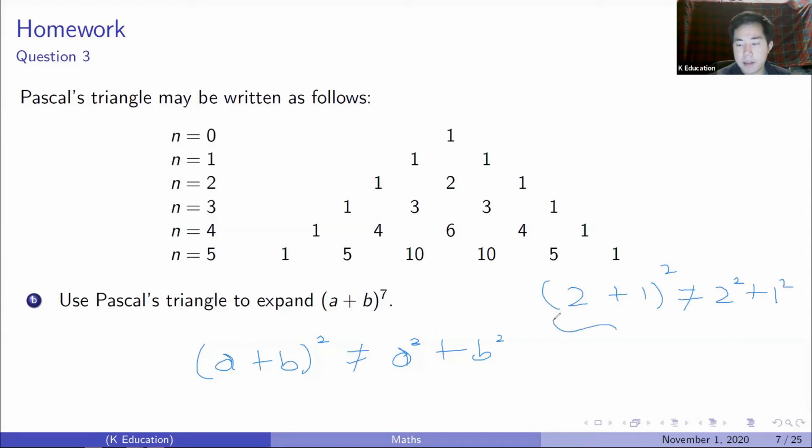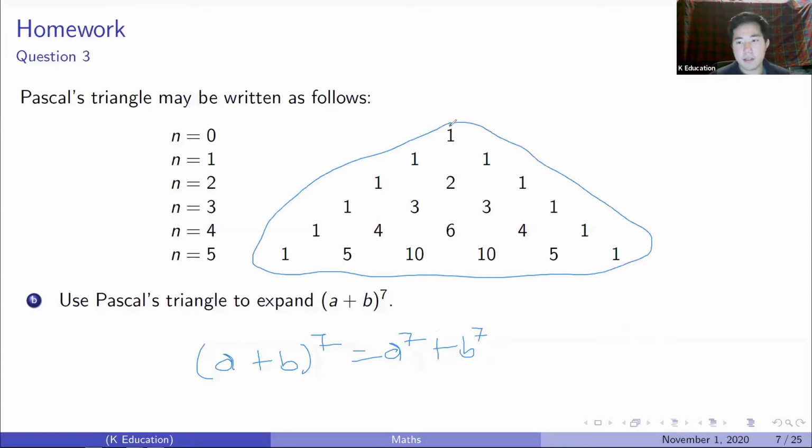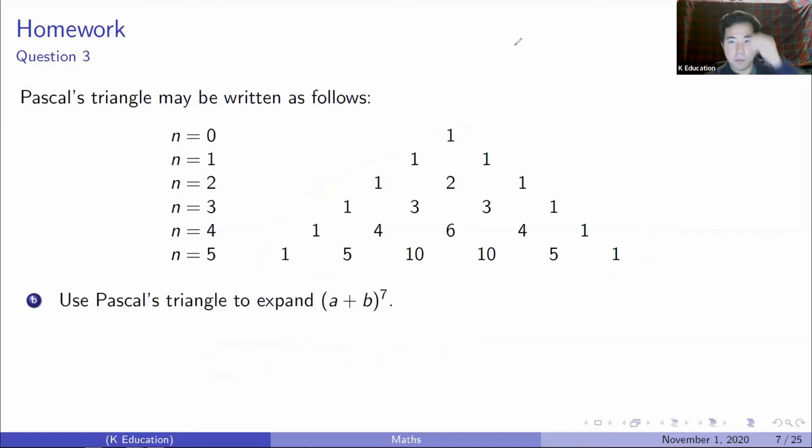So 2 plus 1 squared is not equal to 2 squared plus 1 squared, because this is 3 squared, which is 9, and this is 4 plus 1, which is 5. These are not equal. And neither is it true for the power of 7. A plus b to the power of 7 is not just a to the 7 plus b to the 7. If it was that simple, I wouldn't have made you work through Pascal's triangle to get the answer. So think about what I just talked about with Molly, with how the powers work and where the coefficients come from. If I want the power of 7, which row should I look at?